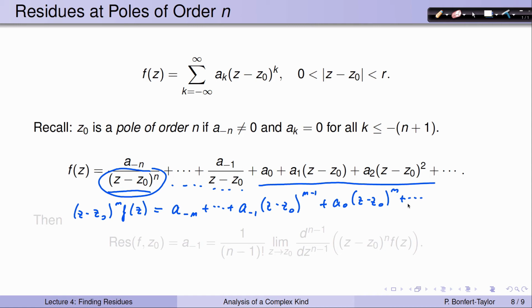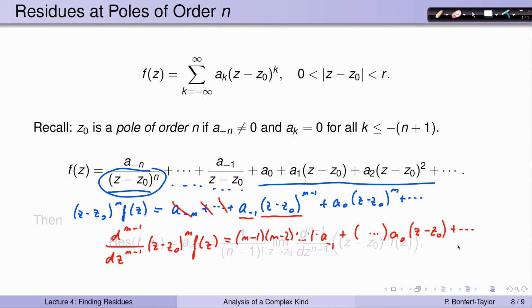I want to isolate the a minus 1 term. So I can't simply let z approach z0. I need to isolate this term, and therefore I need to take an n minus 1-fold derivative. If I take a derivative n minus 1 times, this z minus z0 to the n minus 1 will go away. All these terms in the front will also go away under differentiation, and only terms to the right will be left. So if I differentiate this n minus 1 times, I find the following.